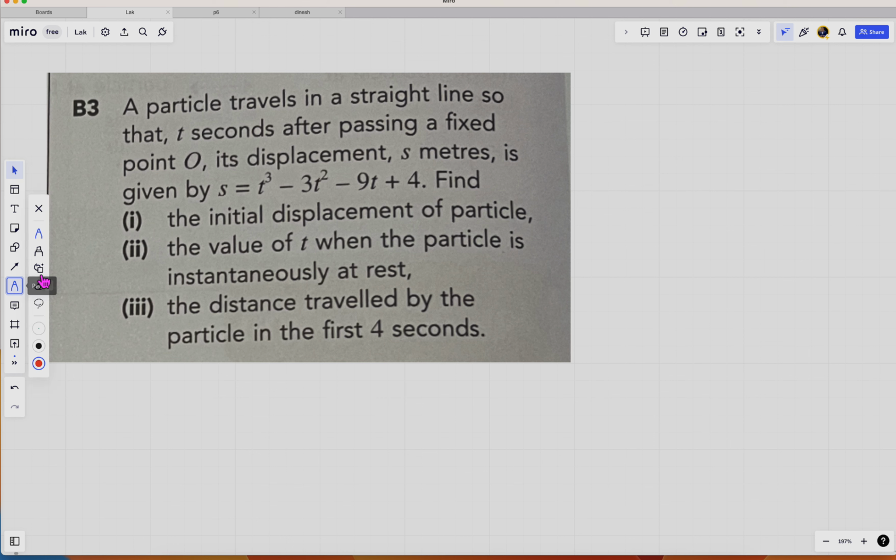Okay, so the question says a particle travels in a straight line so that t seconds after passing a fixed point O, the displacement is given by this. So basically you have a point O, and the particle travels in a straight line. So at t equals to 0, your particle is here, point O. After that, the displacement is given by this formula.